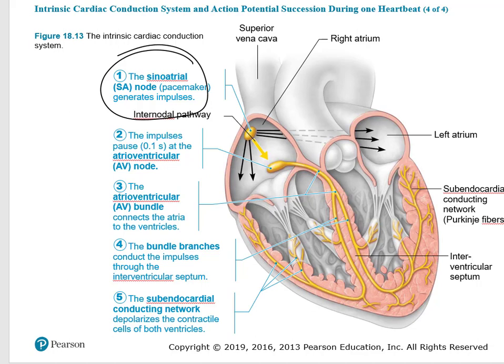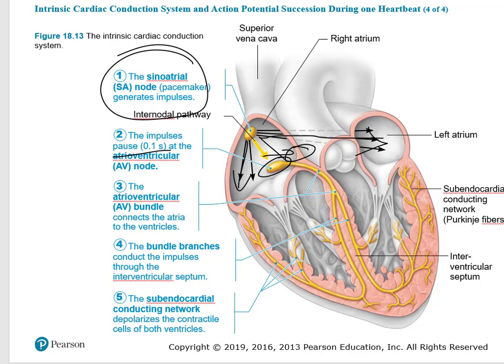From there, the impulse travels down through all of the right atrium, crosses the interatrial septum and goes to the left atrium. And then right where you have the interatrial and interventricular septum, you have a node called the AV node, which receives the impulse from the SA node. There is a minor delay or pause of 0.1 seconds between the SA node and the AV node receiving the impulse from the SA node.